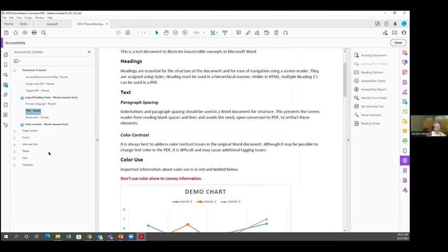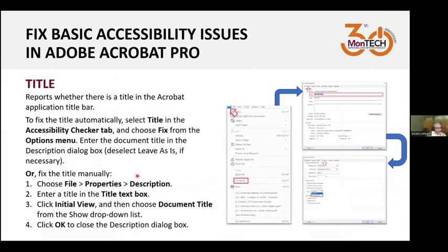So just by clicking on Fix, it automatically fixes it. This is the easiest fix in PDF. So here are the steps. You go to File, Properties, then change the title and select Show Document Title, not the file name.